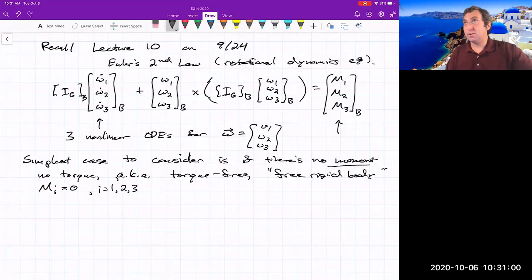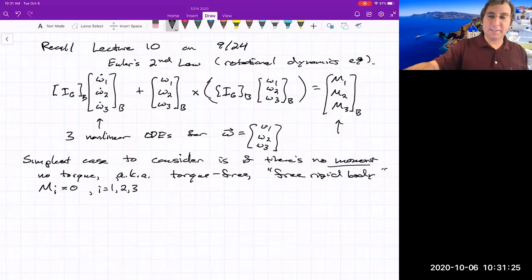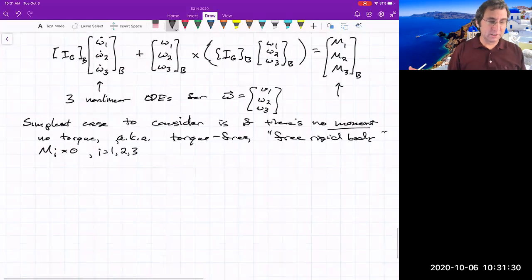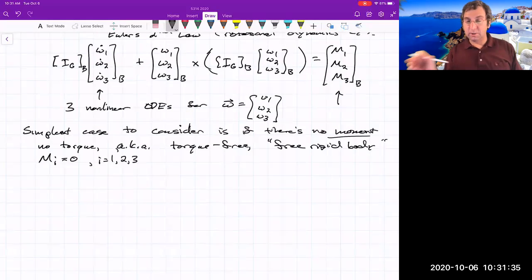Where would this case happen? Imagine being out in space. If you're out in space and you're spinning or something, then you're a free rigid body. Or we take our brick, or the space shuttle out in space, and it's a rigid body to a good approximation, just spinning with no moments. It's a free rigid body. And even the free rigid body is kind of interesting because it has dynamics that aren't super obvious. Okay, so that's the simplest case to consider, because then the right-hand side is 0.